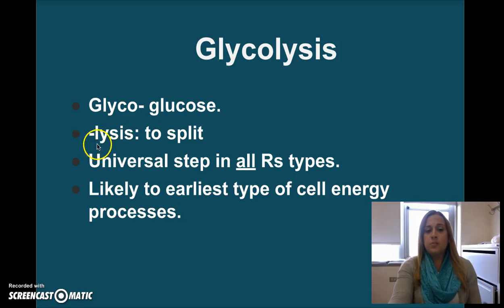And then the lyse, meaning to split. So glycolysis literally means to split glucose. This is a really important step. It's a universal step in all types of respiration, and it's thought to be a really early type of cell energy process. The reason for that is because it is universal, so it's used by all types of cells.